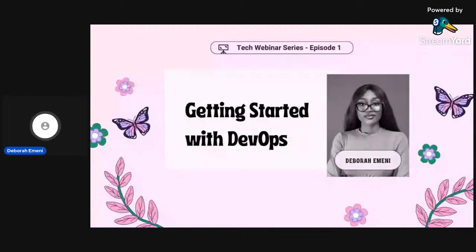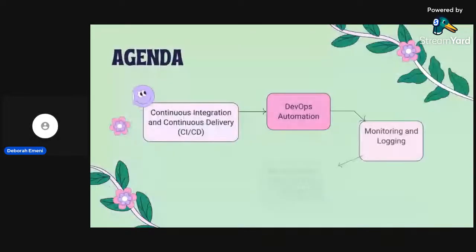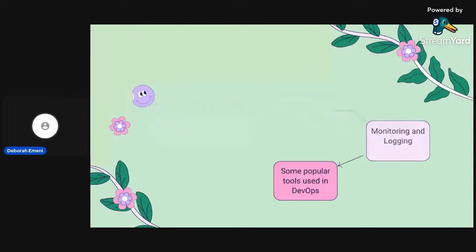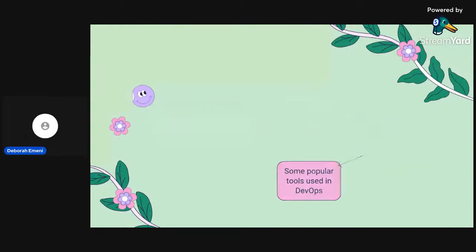Yeah, so for today, I'll be covering continuous integration and continuous delivery, CI/CD. I'll be talking about DevOps automation, monitoring and logging, and some popular tools used in DevOps. That's what I'm going to be covering today. Without further ado, I think I'll get right into it.